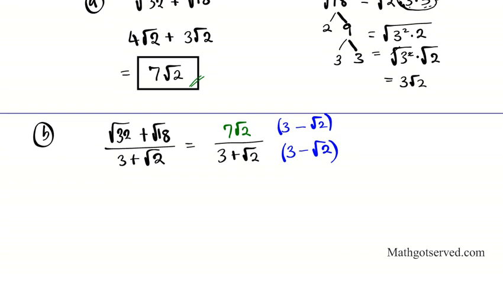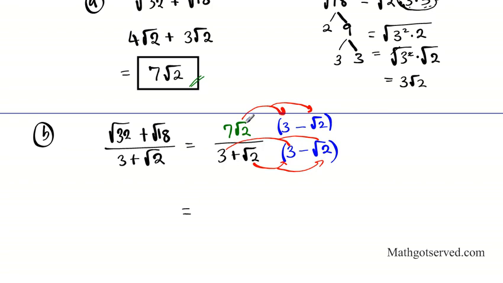Okay? So let's go ahead and expand this. We're going to distribute the denominator. We'll multiply in this order, and then the inner terms like that. Okay? And then the numerator, all we simply do is multiply 7 root 2 to both terms. Okay, so let's go ahead and do the multiplication.